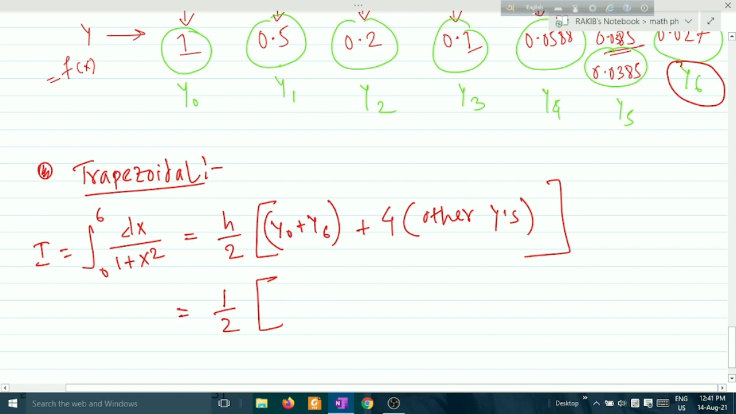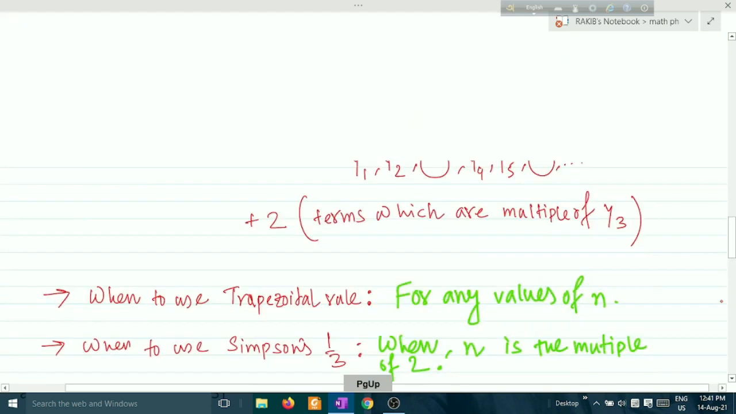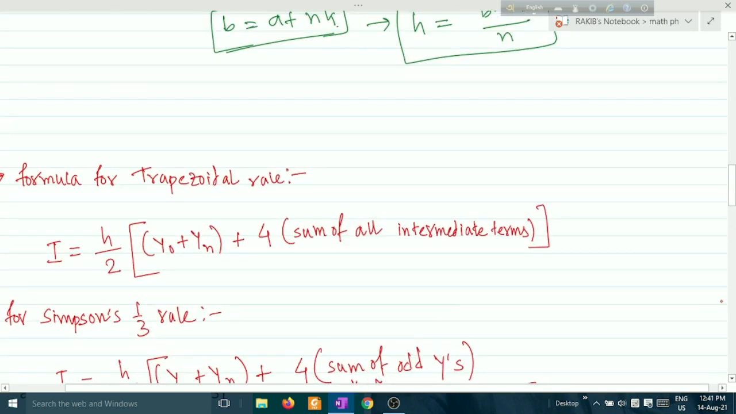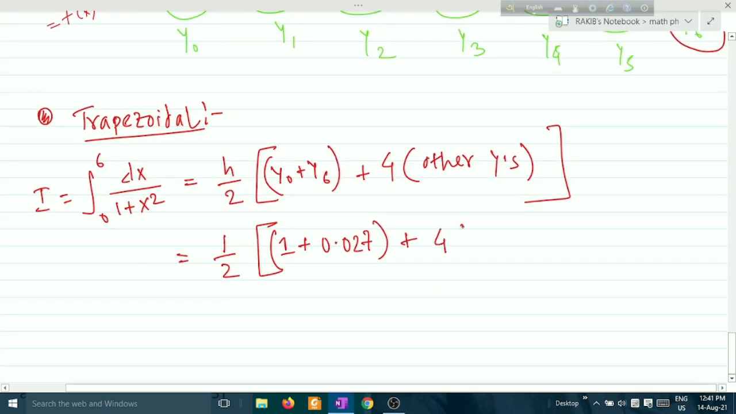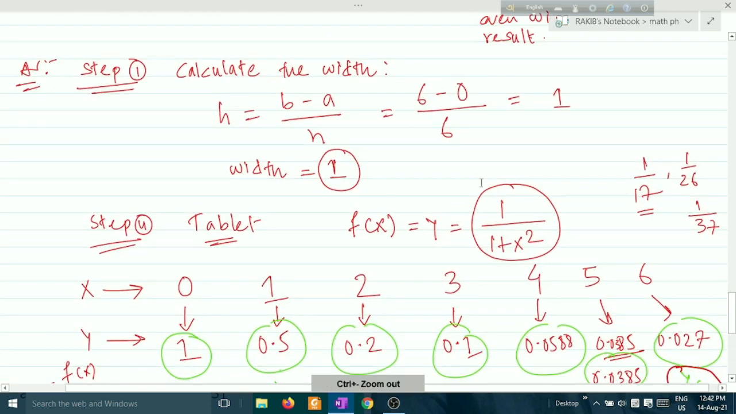That means what is this? y0 plus y6. What is y0 here? 1. y6 here is 0.027. In case of trapezoidal rule, I think there is a 4 or 2. Let me check this thing out. Okay, there is a 4. So 4 and other y's. What are the other y's here? Other y's are y1, y2, y3. Put this thing out from the table.